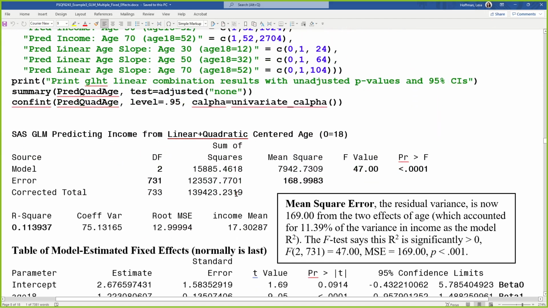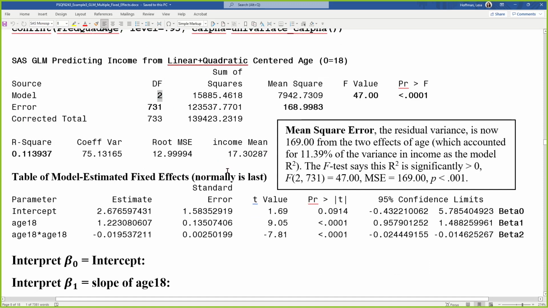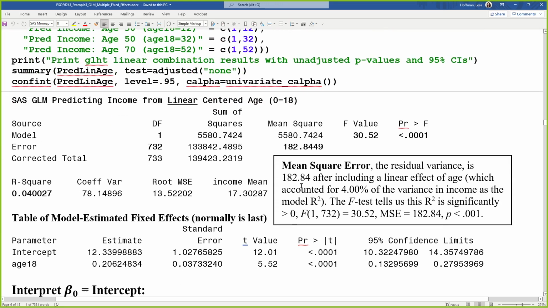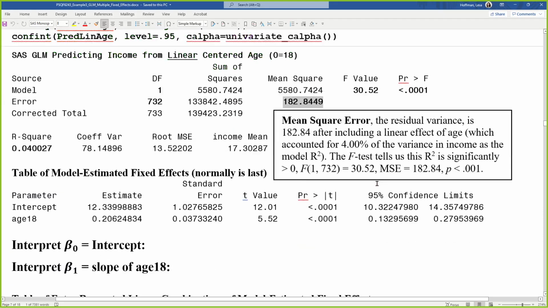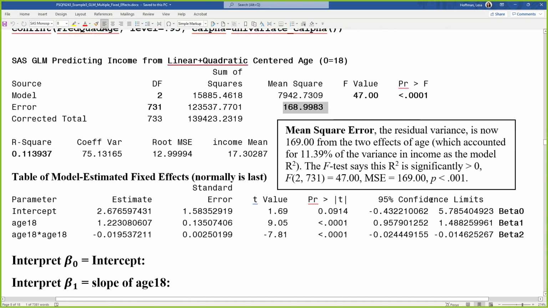All right, let's see what happened. First stop, how'd my model do? So now I have 2 slopes, 2 numerator degrees of freedom, 731 denominator degrees of freedom. My residual variance is down to 168. What was it previously? Let me look at the previous results. 182. So in the empty model, I believe the residual variance is 190. That's all the variance there is. After adding linear slope, it went to 182. After adding a quadratic slope, it went down to 168.